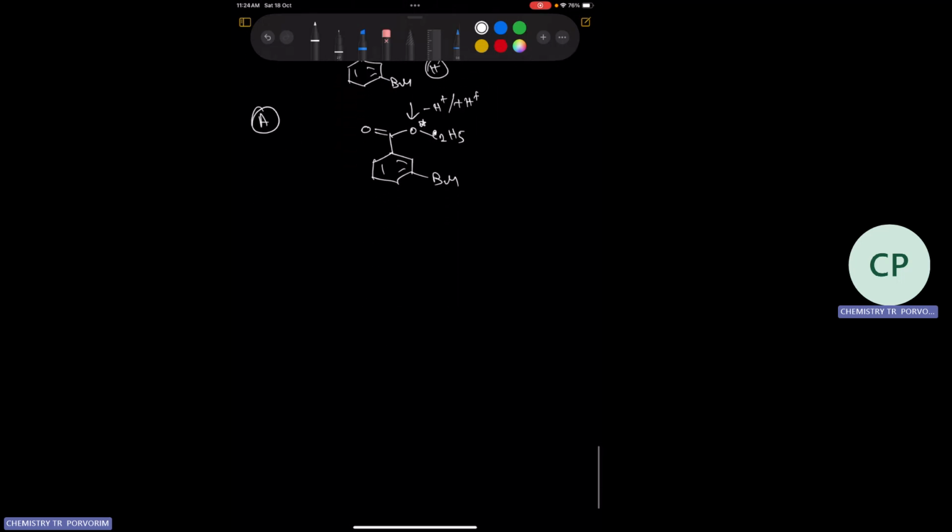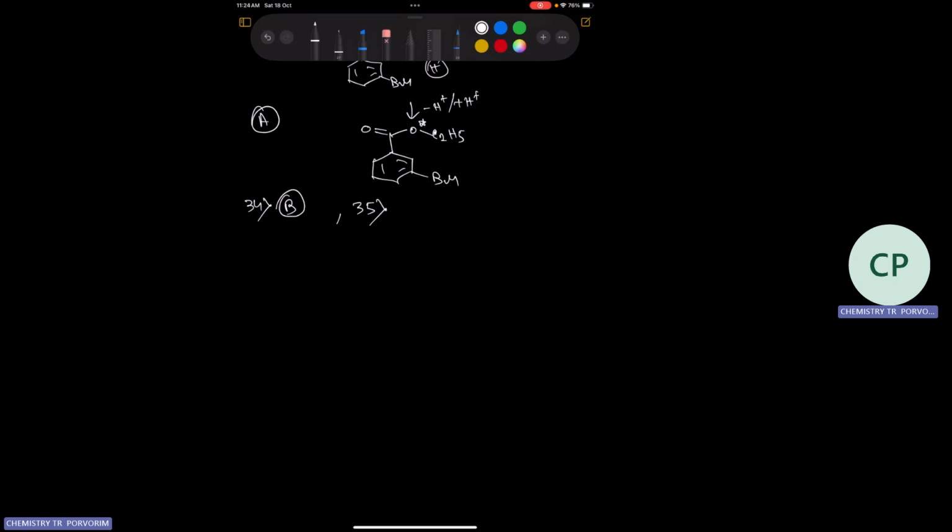Okay, next 34. Clemmensen reduction of a ketone is carried out in the presence of which of the following? Zinc-Hg with HCl, so option B. It's very simple.